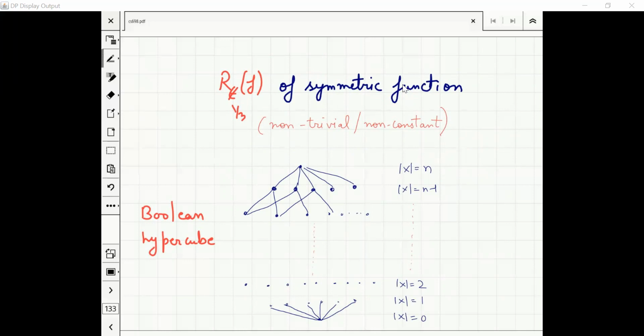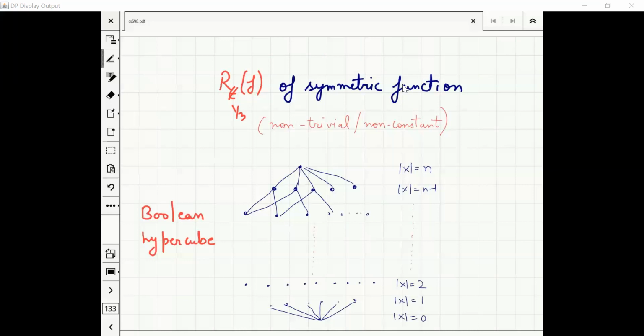Right? What happens to this randomized query complexity if my function is symmetric? There are obviously two outliers when your function is constant. In that case, the randomized query complexity is 0. Correct? Everyone sees that? Quite clear. So let's talk only about non-trivial, which is another word for non-constant. Suppose I have a non-constant symmetric function. What is its randomized query complexity?